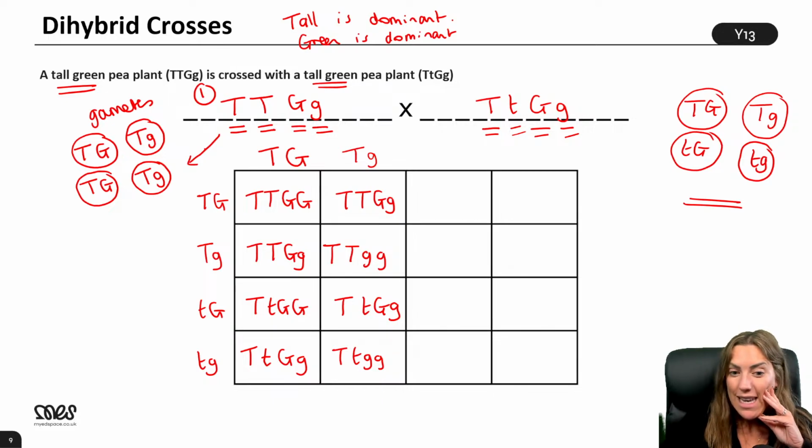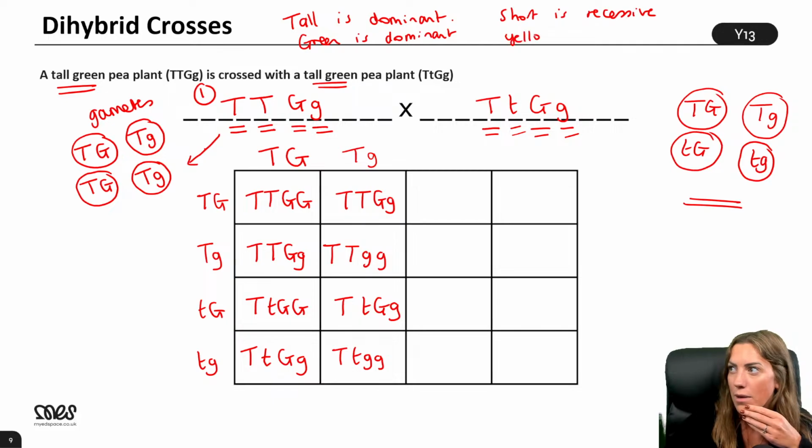Now, the tricky thing is we need to work out the phenotypes, which I'm going to try and squeeze in the boxes, I think, rather than writing it all out at the bottom. So tall was dominant. That means short is recessive. I'm just going to write this at the top so we know what the recessives would look like. Green is dominant, so I'm going to say yellow is recessive.